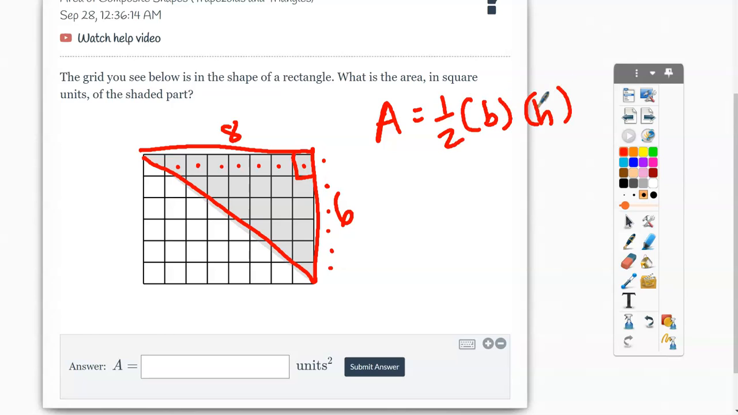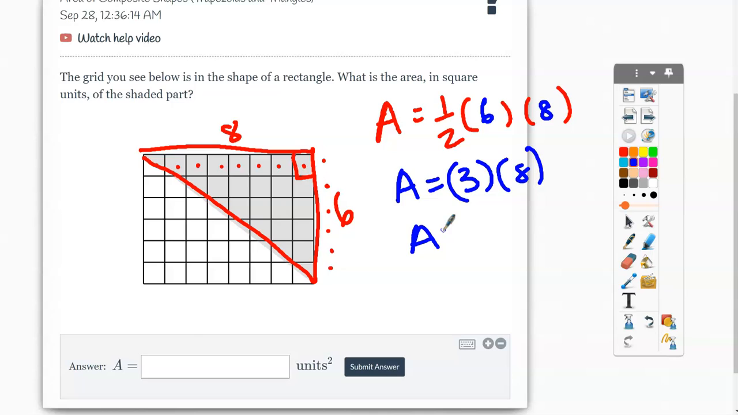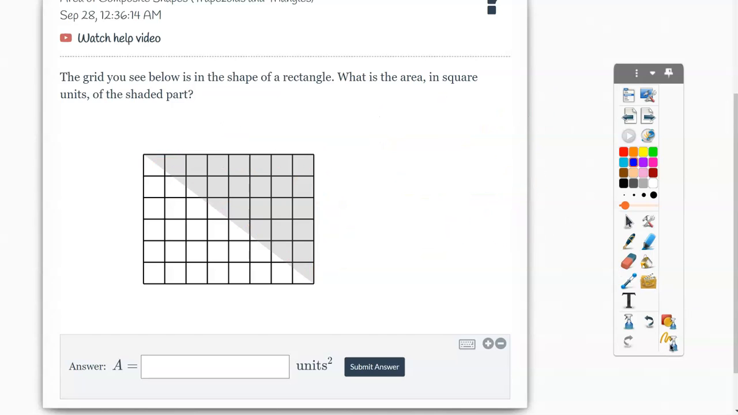Half the base times the height. So erase the base, replace it with its value, erase the height, replace it with its value, and compute. Half of 6 is 3, and 3 times 8 is 24. So let's type that in.